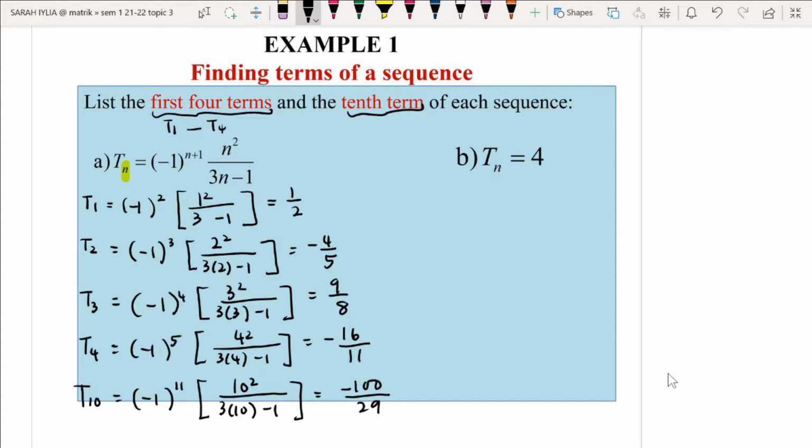Okay. Next one B. We have Tn equal to 4. Kalau kita nampak kat sini, in this equation tak ada langsung n. Maksudnya kita gantilah apa-apa pun. T1 it's still 4. T2 in this case 4. And then third term 4. Fourth term is still 4. Even for our last one, 10th term still 4. Sebab tak ada apa-apa nak ganti dalam equation tu, dia maintain sebagai constant.